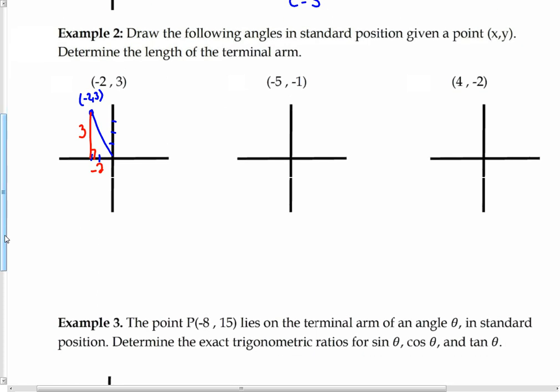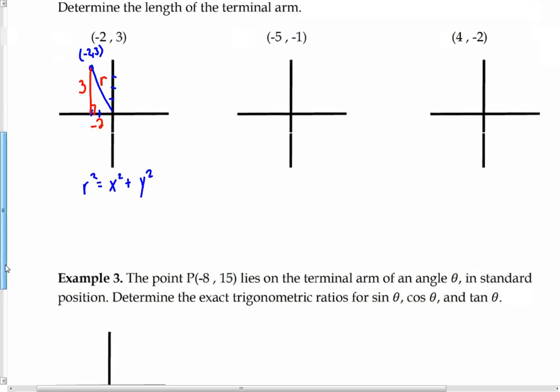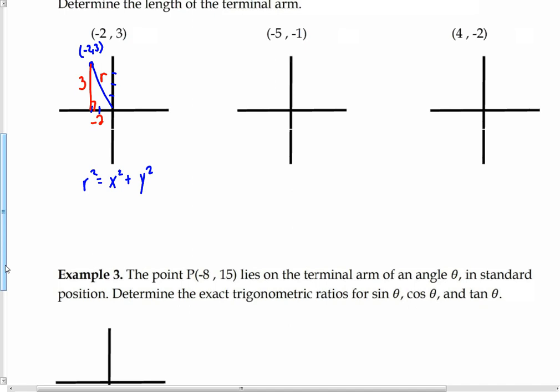So not just triangles. Okay, so to find the distance, we're going to use Pythagorean. So I'm going to actually call this r now, just to get in the habit. So instead, we can say r squared is equal to x squared plus y squared instead of c squared equals a squared plus b squared. It's the same thing, but let's get used to using x, y, and r now instead of opposite, adjacent, c, a, and b. So r is the square root of negative 2 squared plus 3 squared. What happens when you square a negative?